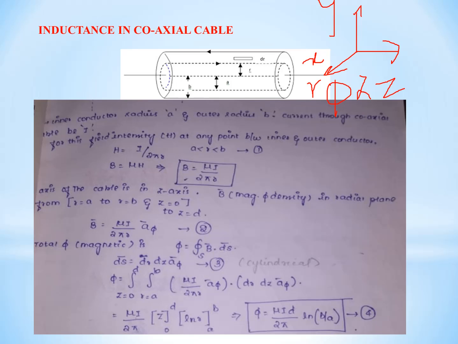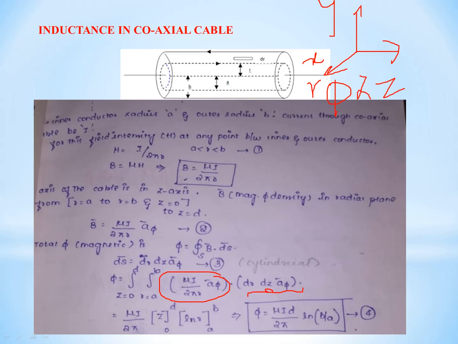So from this we are applying the limit z from 0 to d. Our radius has both inner and outer radius, so a to b. This is the formula for dA, which is B dot ds. Here ds we are representing in cylindrical form: dr, d phi, dz. Just applying the upper minus lower limit for z, and differentiating the z terms, d will be obtained, and here 1 by r, ln r, upper minus lower limit, so ln b by a.